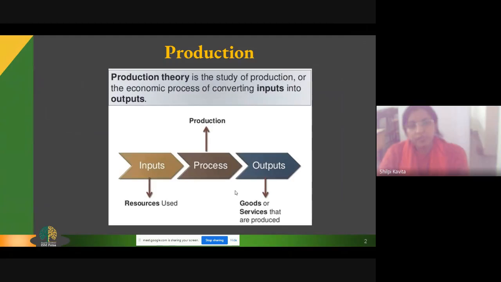Production theory is a study of production, or the economic process of converting input into output. We see the inputs as the resources used. We all know what the resources used are: the land, labor, capital, and entrepreneur. Any product, goods or services to be produced requires these four factors of production, under which many things come, either raw material or plant and machinery. And with the help of these inputs, through the production process, the output is the result of this input, that is, the goods and services that are produced.